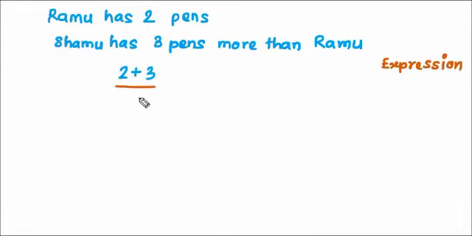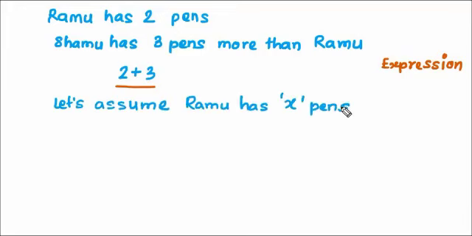Now let's say that Ramu does not tell how many pens he has, but Shamu knows it, and Shamu still says that he has 3 pens more than Ramu. Now how can we express Shamu's pens? So what we do is we assume that Ramu has X pens. We don't know what X is. We are just assuming some number. Now we can say that Shamu has X plus 3 pens. So whatever Ramu has plus 3. So whatever Ramu has is expressed using X, and this X is called a variable.